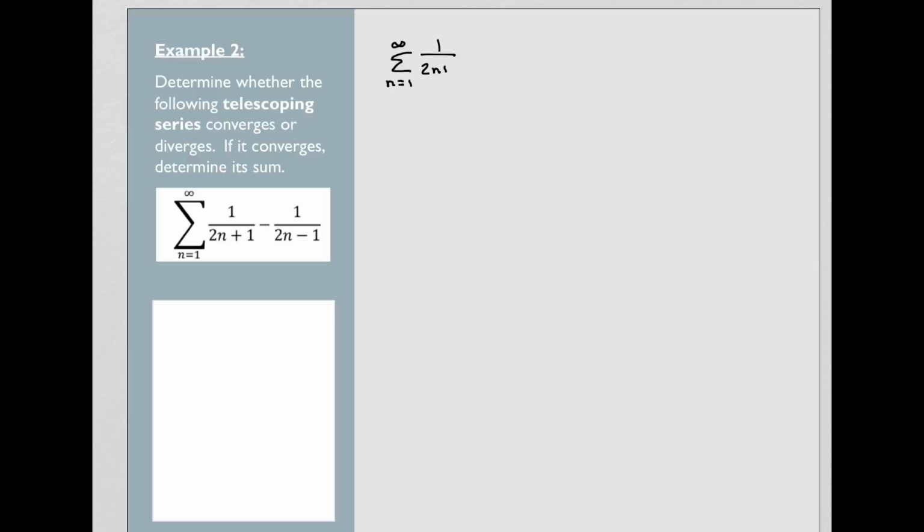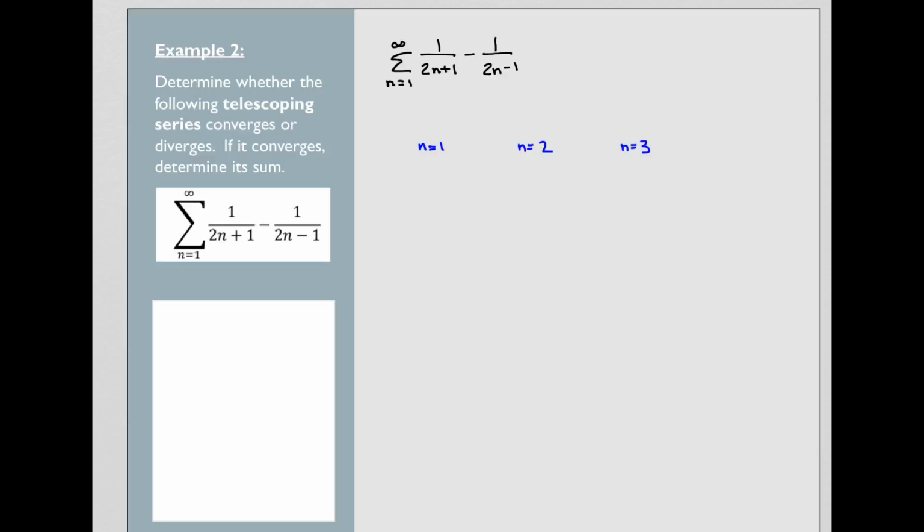So I'm going to first write my infinite series, the formula that I'm going to follow, and then list out some terms. I'm going to take n being 1, n being 2, and n being 3, and see what happens. Is there a pattern that develops? That's the cool thing about telescoping series.